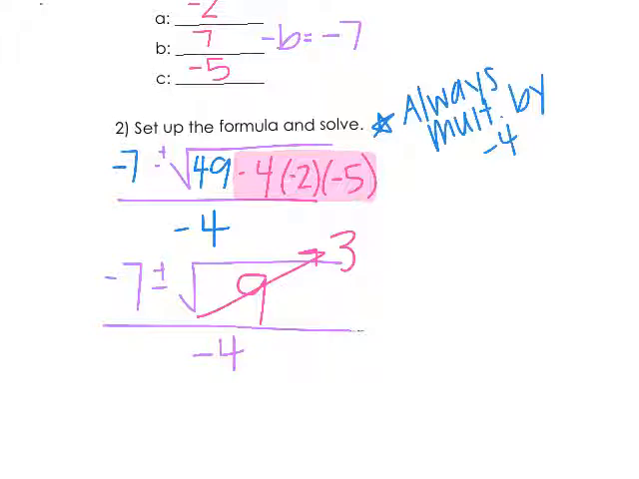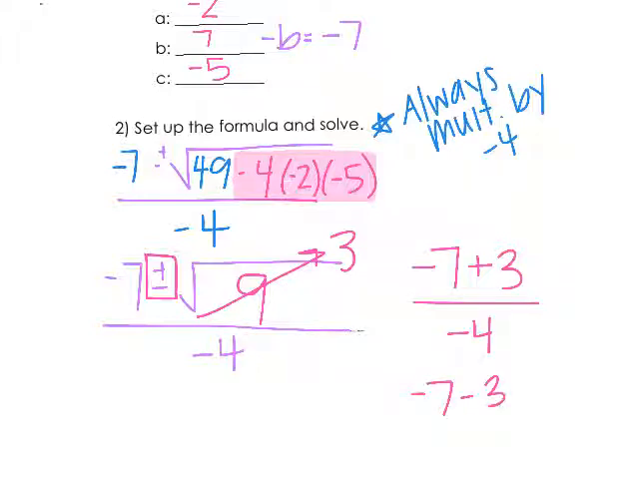It is at this point that I'm going to choose to write my answer separately, which basically means I'm going to break up this plus minus right here. So all that means is I'm just going to write -7 plus 3 over -4 and -7 minus 3 over -4. So you're allowed to split up that plus minus. Whatever you got, you're allowed to just write it twice, except changing that sign in the middle of the 7 and the 3.